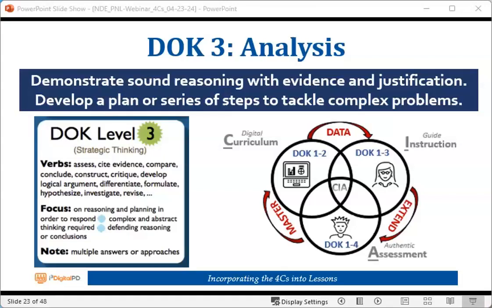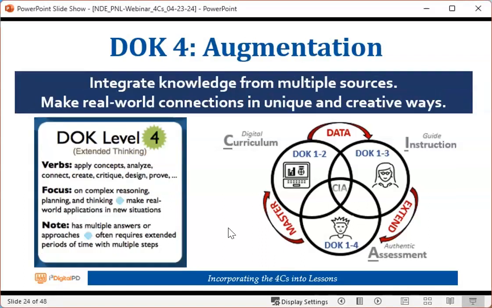So this is where the 4 C's become really important, because for me, I need a sounding board. I need somebody to bounce ideas off of, so that I can have bigger and better ideas. 1 + 1 doesn't have to equal 2 when we're working and synergizing together. We can really work together and push those things higher order. And again, multiple answers. When we get to DOK level 4, that's really where we're pushing the kids.